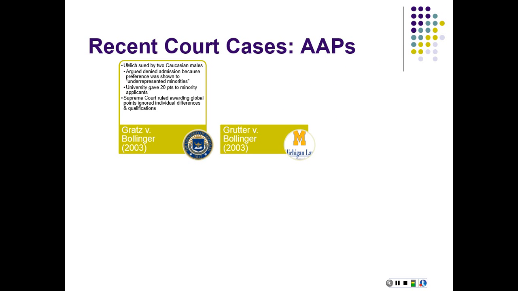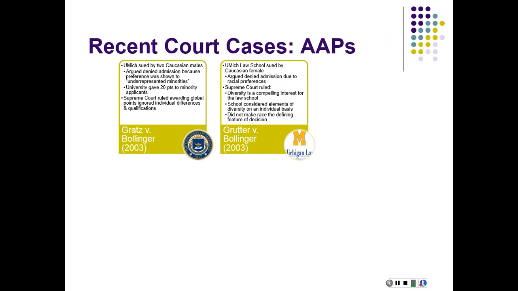The University of Michigan Law School also got sued in 2003 by a Caucasian female who said that she was also denied admission due to racial preferences. The Supreme Court in this case ruled that while diversity is a compelling interest for the law school, the thing that the law school did differently from the university in general was that they considered the elements of diversity on an individual basis. So rather than just a global, everybody who's of a minority background gets 20 points, they did it based on individual elements. And it wasn't the defining feature of the decision in admitting or not admitting an applicant. And so in the law school case, the court ruled in the university's favor.